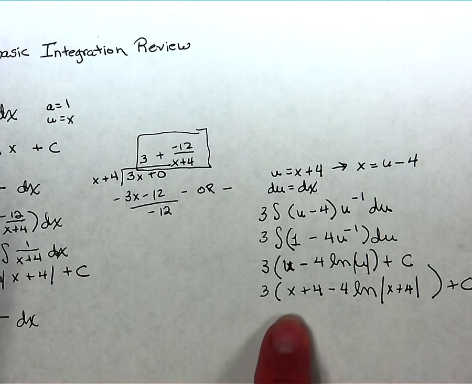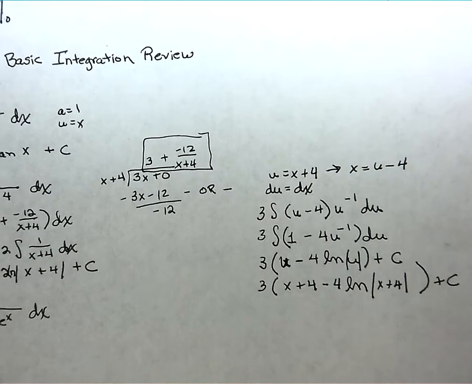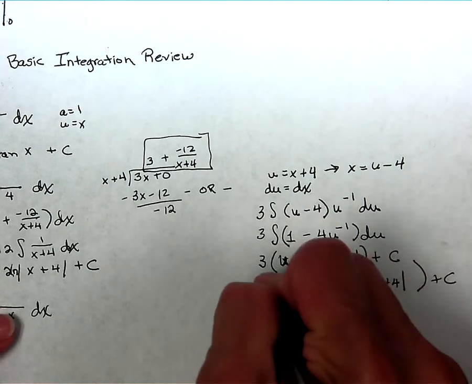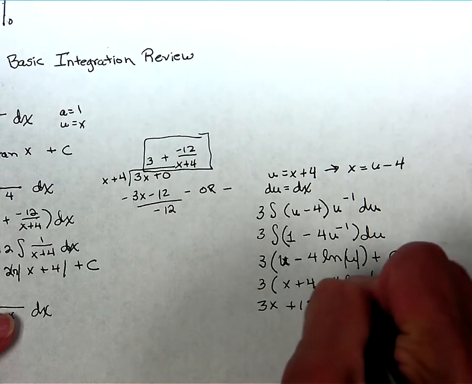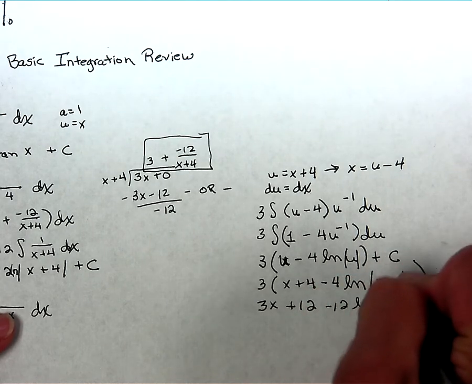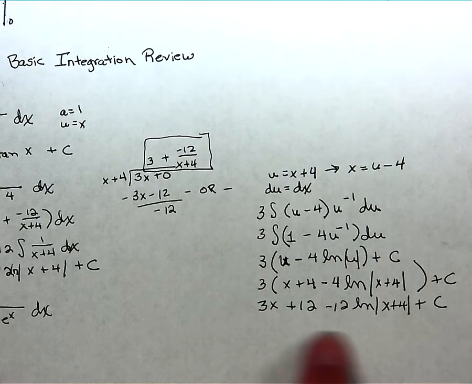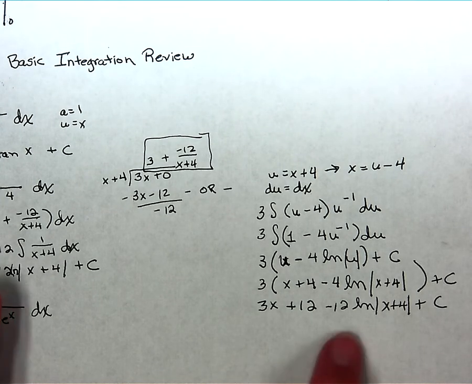And then would that be equivalent to this if I cleaned it? Oh, look, this is a good thing that happened. Let me show you something. If I distribute that 3, I have 3x plus 12 minus 12 natural log of absolute value of x plus 4 plus c, and then I go, hold on, this one didn't have a plus 12, but this one did. That's two very different looking answers. What's the deal with that?